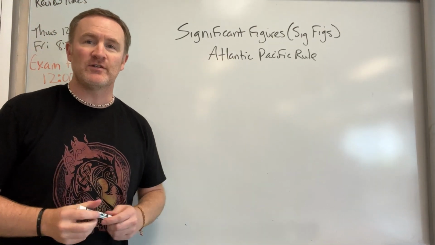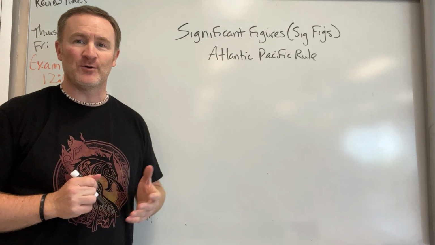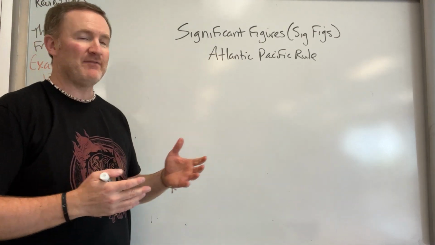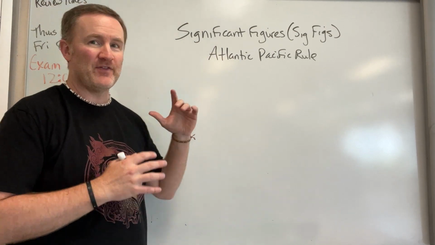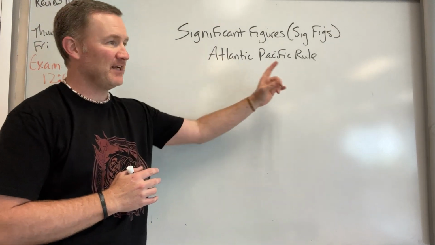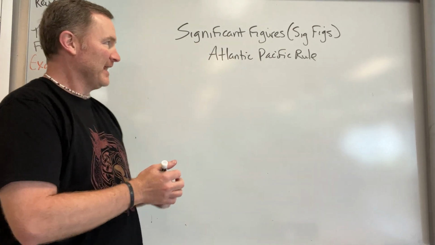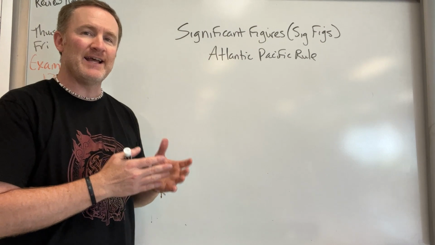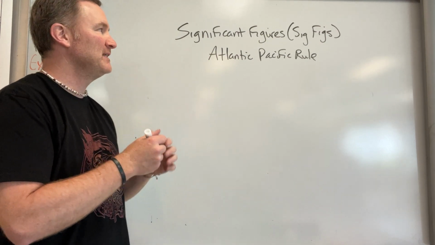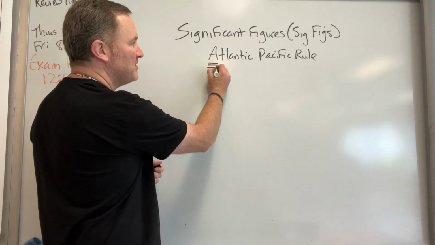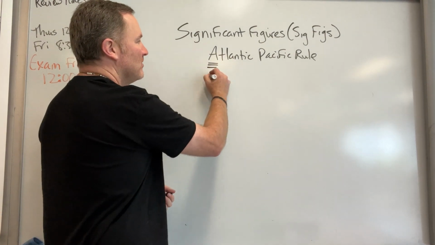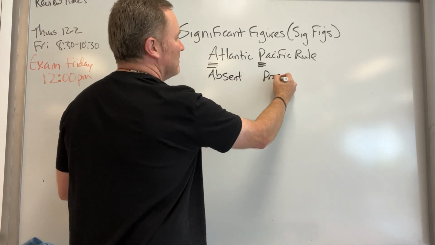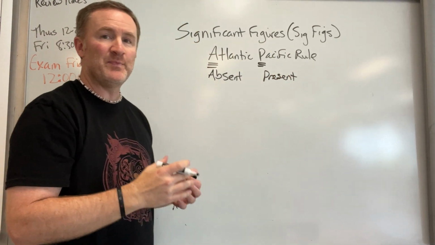Welcome back. In this video, we're going to talk about significant figures, or sig figs, along with the Atlantic-Pacific rule. Obviously it's Atlantic-Pacific, but we have to remember that if we're thinking about the United States, the Atlantic is on this side and the Pacific is on this side. The Atlantic-Pacific rule is related to whether a decimal is present or absent. If a decimal is absent, we're going to start on the Atlantic side. If the decimal is present, we're going to start on the Pacific side.